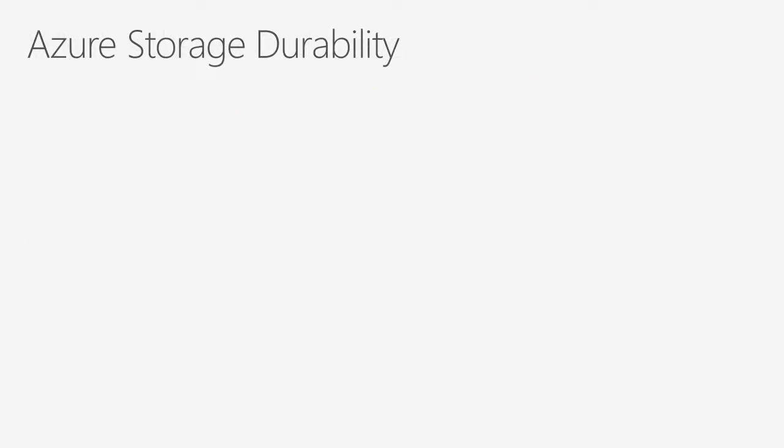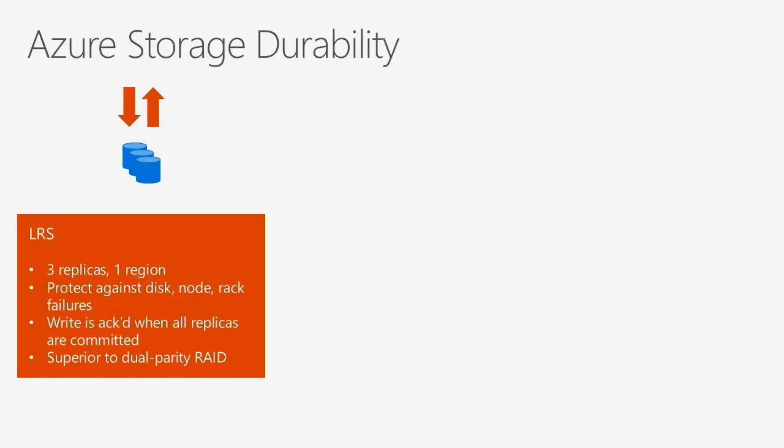Okay, so let's drill into a little more about durability. The base option is what we call LRS, locally redundant storage. So this is essentially storing 3 replicas of your data within the region that holds your storage account. And these replicas are always on a server that's in a different rack. So you can think of it as, I write a piece of data, I make sure that data gets written to 3 different racks in 3 different parts of the region, so that we're resilient to disk failure or a node failure or even a rack failure.